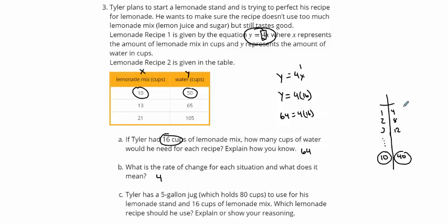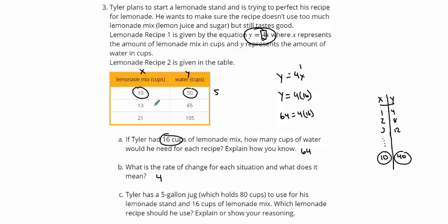Anyway, the rate of change for this is 4, but what's the rate of change here in lemonade 2? Well, here I can see that 4 divided by 1 is 4. 8 divided by 2 is 4. 12 divided by 3 is 4. That's my rate of change, right? That's how I get my unit rate. I could do the same thing over here. 50 divided by 10 is 5.